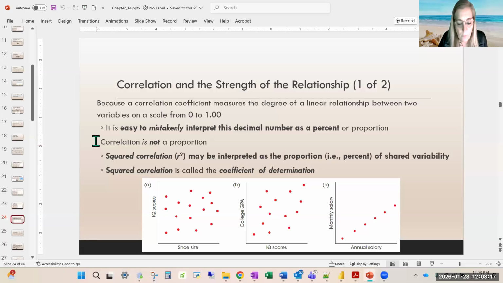Remember when we were doing ANOVAs, we were discussing how the effect sizes can be interpreted as the percentage of variability a variable has on the dependent variable. Here, that is not so. Squared correlations may be interpreted as a proportion. So once you've calculated R, you first need to square it to show what the actual percentage of the proportion is. And the squared correlation is called the coefficient of determination.